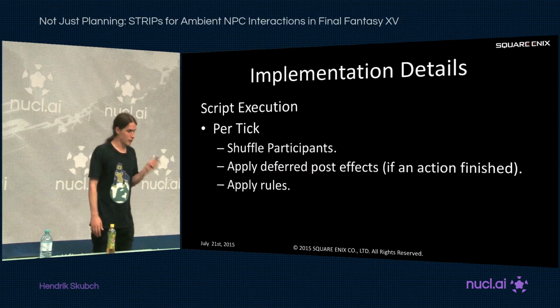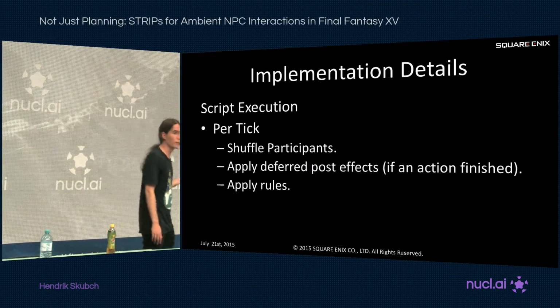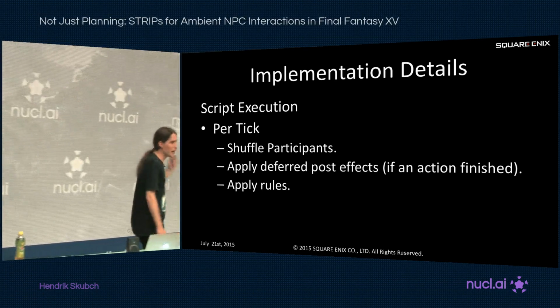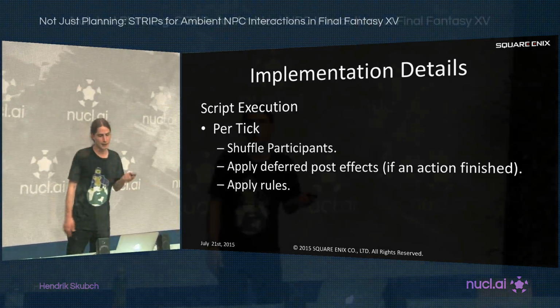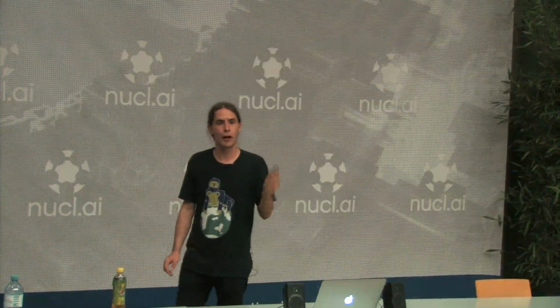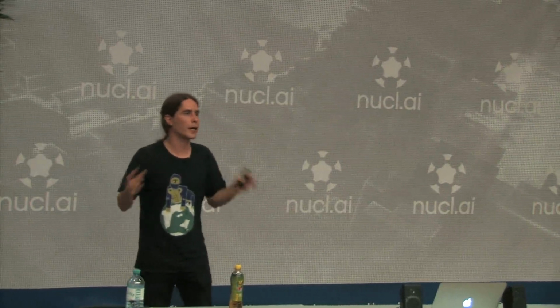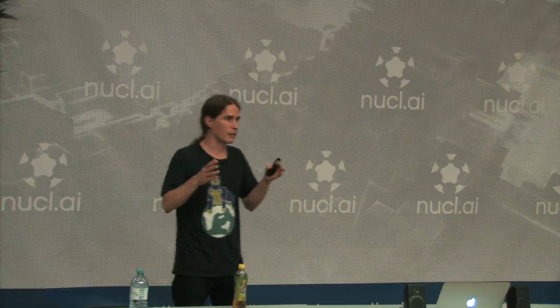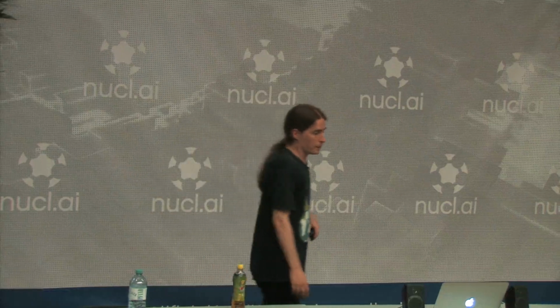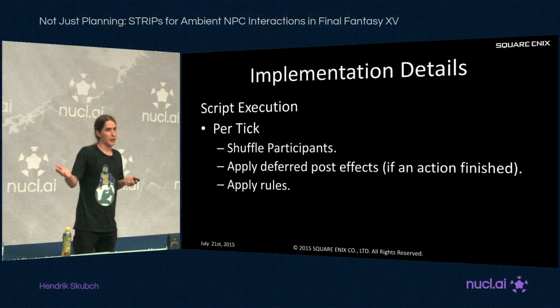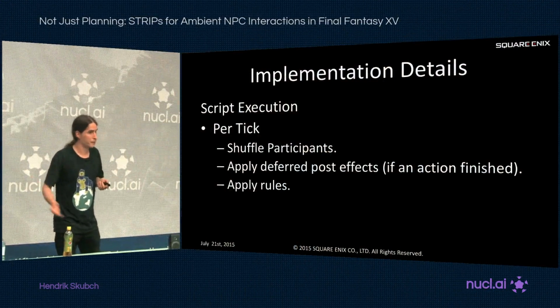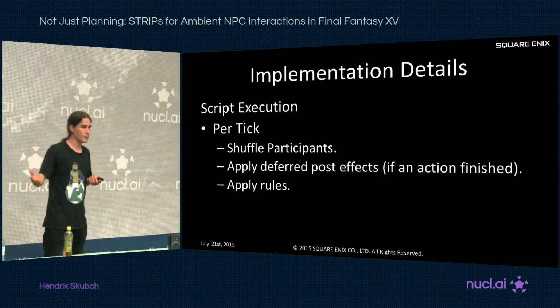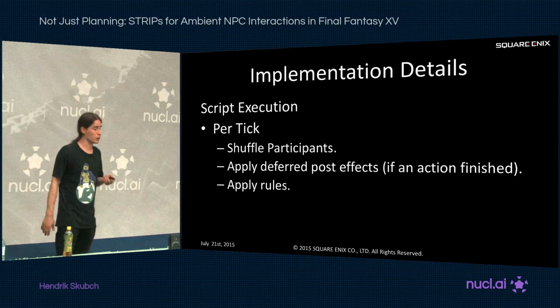Once you start a script, we execute it, of course. And the main point here, and this is surprisingly important, is to shuffle the participants in each tick, because that will remove any kind of bias that you unintentionally have due to the ordering in what essentially is an array. After that, we apply the deferred post effects, if any action finished. And then we apply the rules.